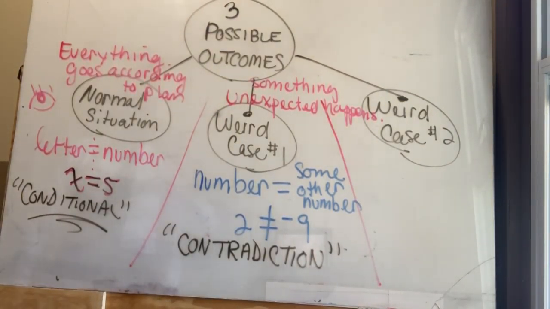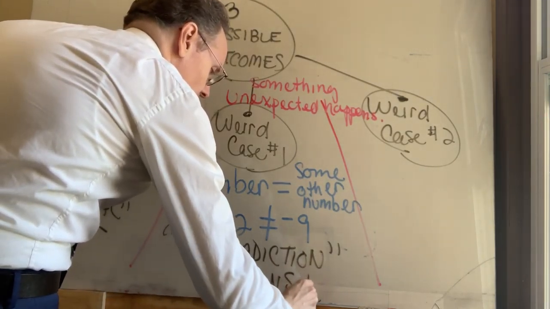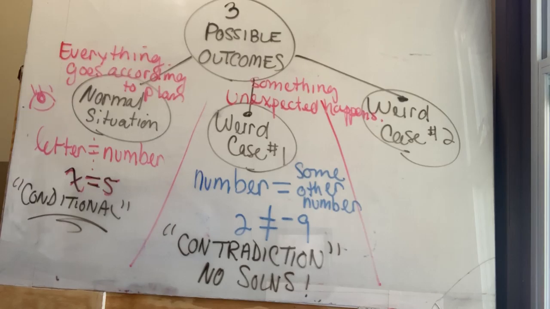A contradiction, what does it mean? It means that there's no solutions. All right? Not your fault. It's just that sometimes a problem arises like that. In the case of the conditional, by comparison in terms of number of solutions, there's finite solutions.